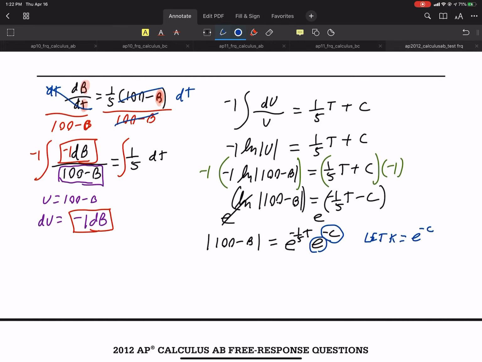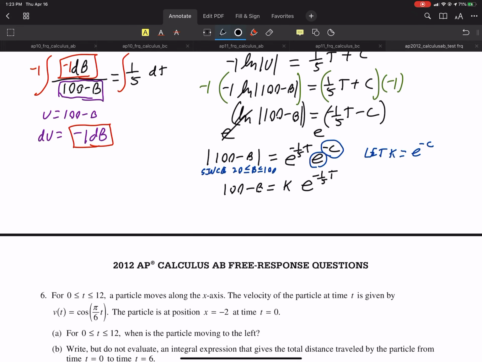And then on the left side, we're going to do something. Since b is always between 20 and 100, 100 minus b is always positive, so I don't need the absolute value. So on the left side, I get that. On the right side, I get k. Now I need to solve for k and then solve for b.